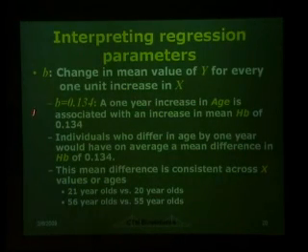So then, what is the B? B means that every 1 year increase in age is associated with an increase in the mean value of hemoglobin. That will be increasing about 1.34 on average, not on each individual.